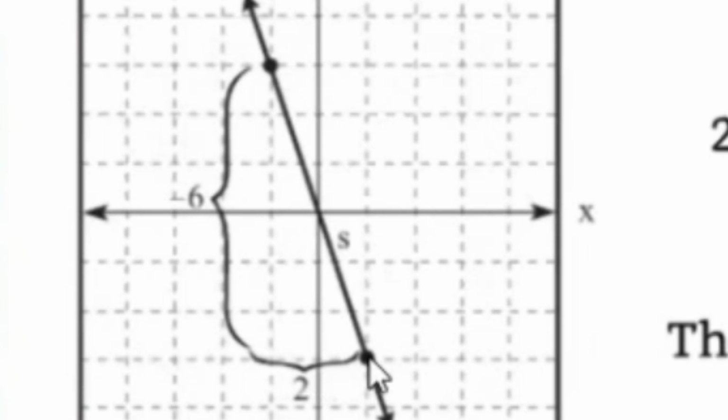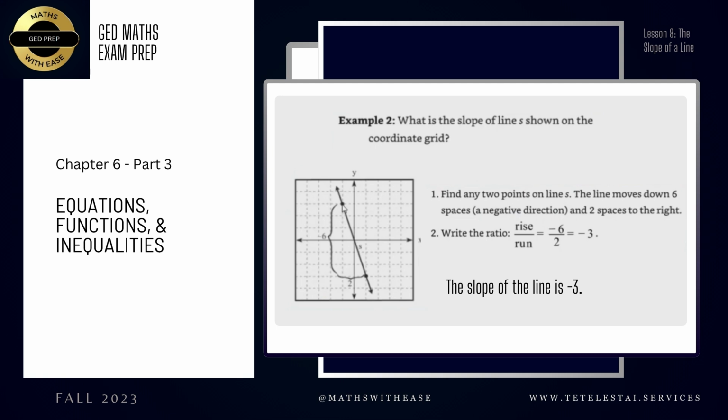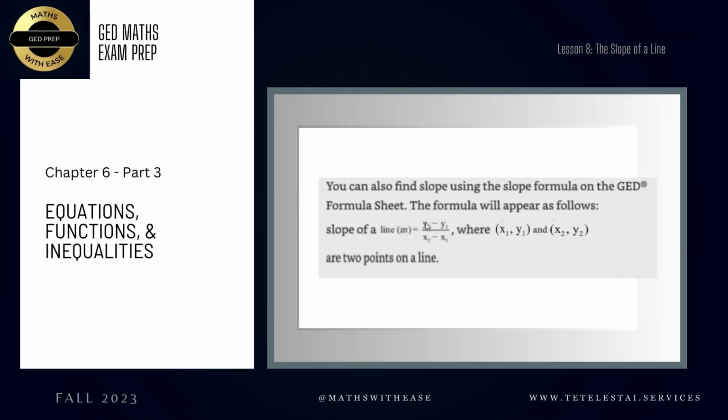So if we had moved 2 paces over to the right, we would have +2. But then if we move upwards, we can't connect to this line right here, right? If we move downwards, at some point, -6 paces downwards, we would probably connect to this line because the line continues into infinity, right? And the slope at any point on the line is always the same. So again, the slope of this line is -3, and we got that simply by dividing the rise by the run. All right, so you can find a slope by using the slope formula on the GED formula sheet.